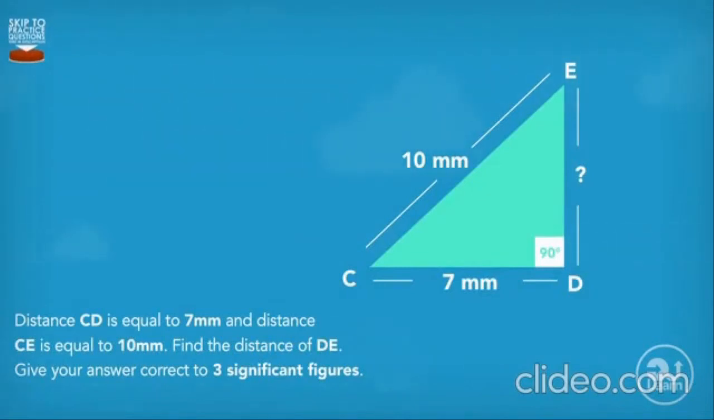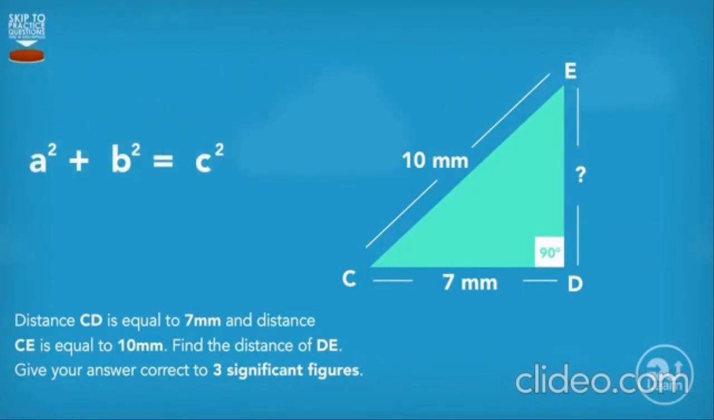Let's have a look at another example. The two sides are given. Distance CD is equal to 7 centimeters and distance CE is equal to 10 millimeters. It's not centimeters, it's millimeters. Find the distance of DE. Give your answer correct to three significant figures.